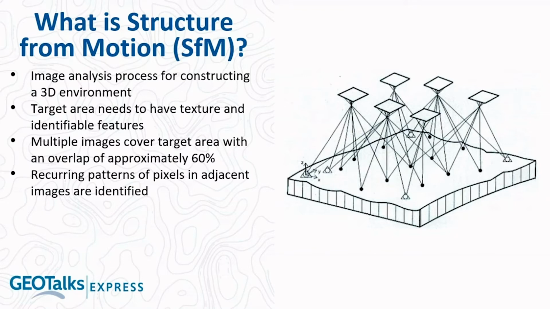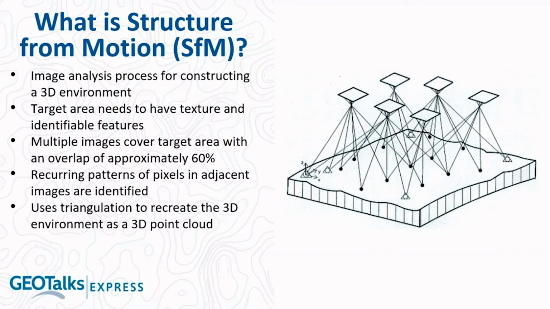The identifiable features in your images have unique pixel patterns that can be identified in multiple images, making that into one point. And then the program uses triangulation to recreate that 3D environment, finding that feature in 3D space based on the slightly different angles and views of that feature from the different images. And those points become part of the generated 3D point cloud.